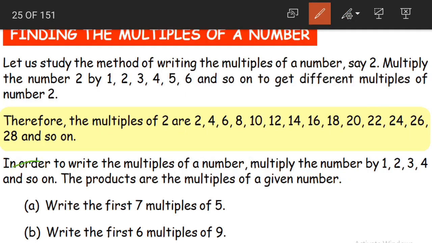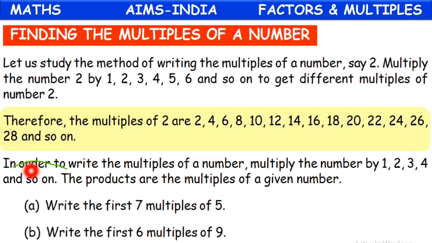Yes, in order to write the multiples of a number, multiply the number by 1, 2, 3 and so on. The products are the multiples of the given number. Yes, so what is a multiple? A multiple is a product of two numbers. Which two numbers? The number given in the question and then 1, 2, 3 and so on. Now let us look at the questions here.